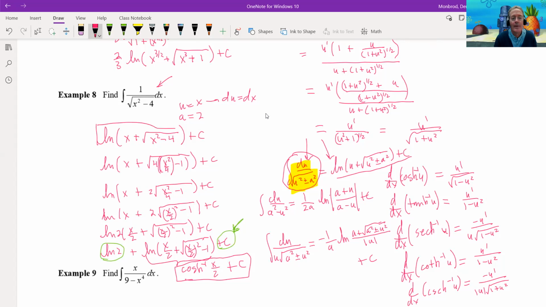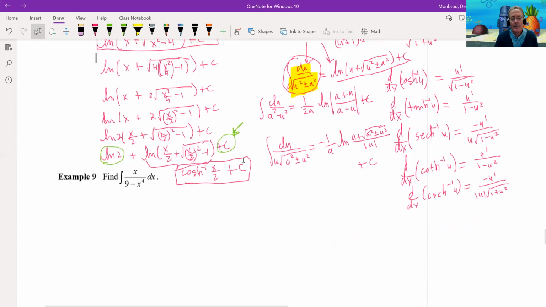Okay, good enough. It's not recognizable as one of the hyperbolic inverse functions, but it could be if we really wanted it to be. And anyway, it's good enough like that.